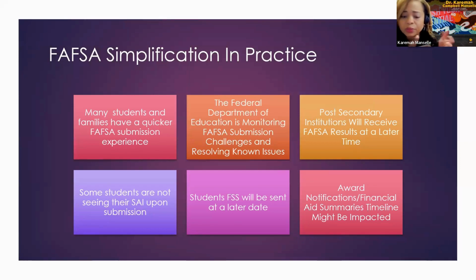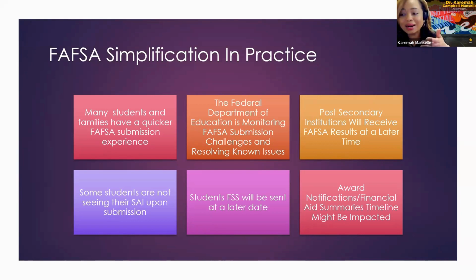I just want to be very transparent. But in March, once those FAFSA submission summaries get sent, students will be able to see their calculated Student Aid Index and utilize that to have at least a barometer of what their aid eligibility may be. And as I mentioned, award notifications and financial aid summaries, the timelines are definitely going to be impacted, as we are getting information much later than we typically do in order to develop and construct students' financial aid packages.